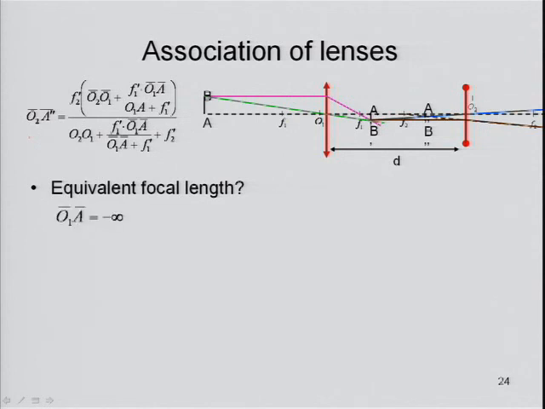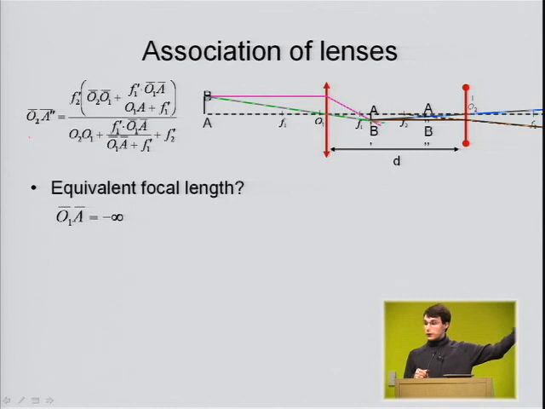The definition of the focal length is: if I put an object at infinity, the image of this object will be located in a plane, and the intersection of this plane with the optical axis is the focal point. So let's put the object at infinity. So O1A bar is at minus infinity, far to the left of the system.